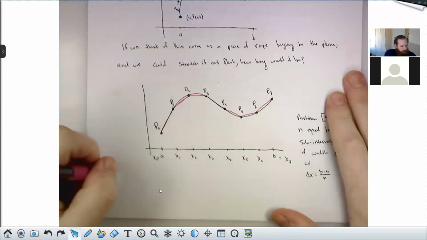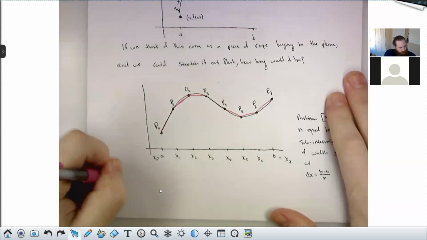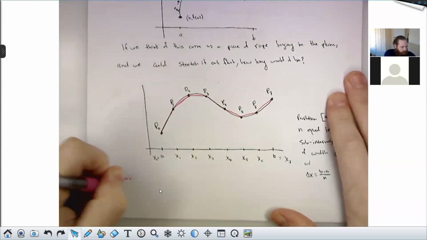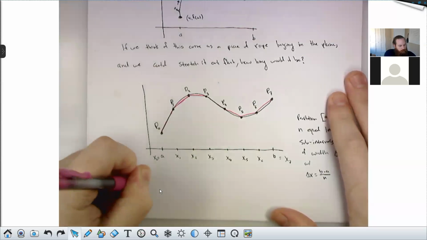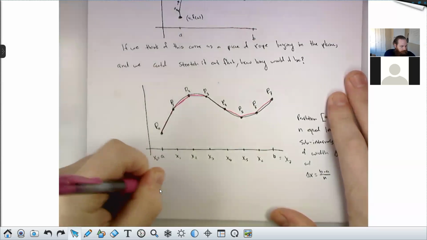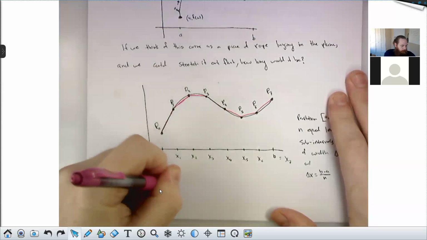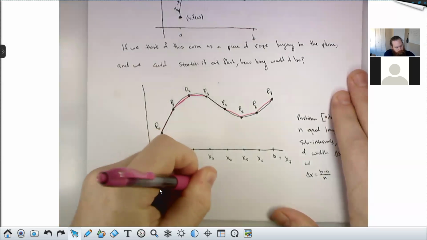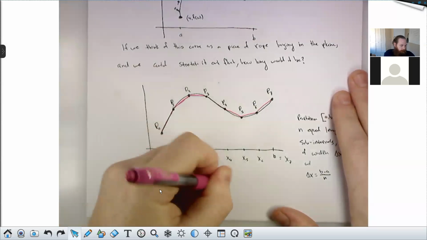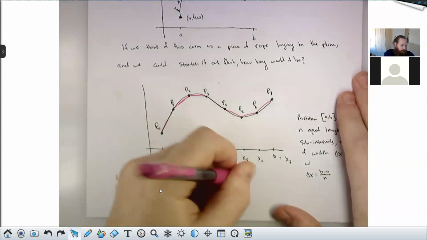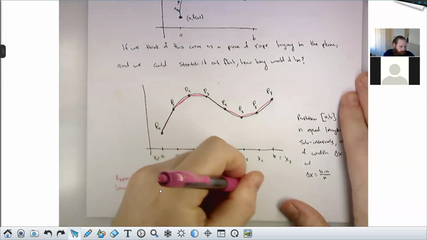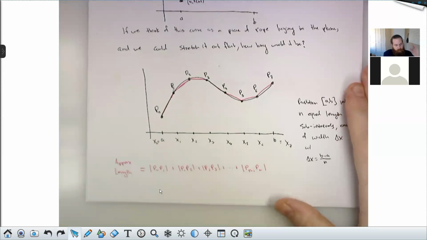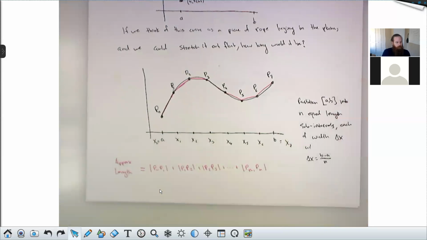So the pink length, the approximate length, is this pink length. It's the length from P0 to P1 plus the length from P1 to P2 plus the length from P2 to P3 all the way out until you get the length Pn minus 1 to Pn. All right, in this case, it would be P6 to P7 is the last one.